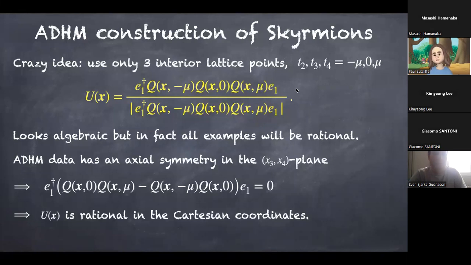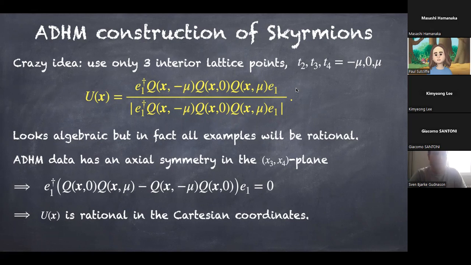So if you look at the expression that you had for Q, remember Q is just reading off stuff from the ADHM data. So this would give you something that's just rational. But because I have to do the modulus on the bottom, then you would think that will look algebraic. When I'm taking the modulus, there's the square root of something. So this looks like it gives me an algebraic expression. But in fact, it'll turn out that in all the examples I'll show you, it's actually rational.